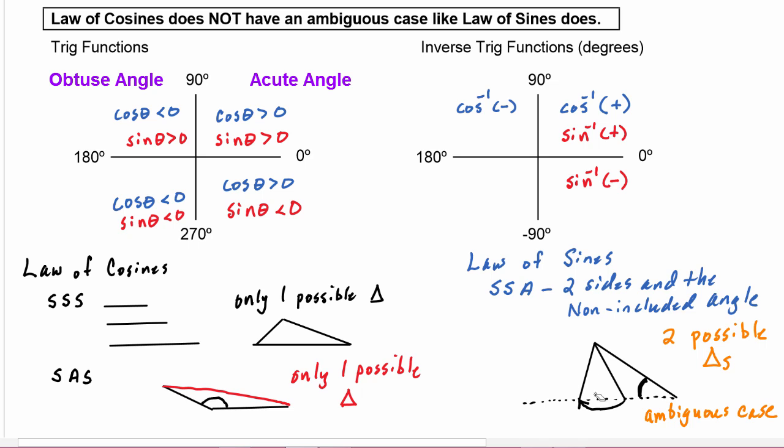And the reason this happens is because sine of theta is positive both for acute angles, which would be this bigger triangle, and for obtuse angles, which would be this smaller triangle. Whereas with cosine, we know that cosine is positive if it's acute and negative if it's obtuse. So that's why the law of cosines does not have an ambiguous case.